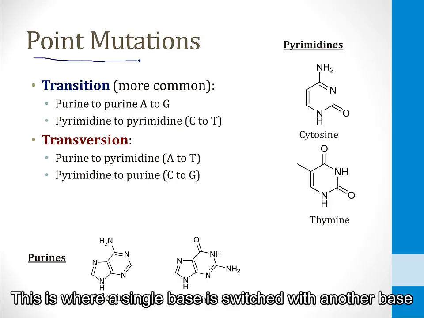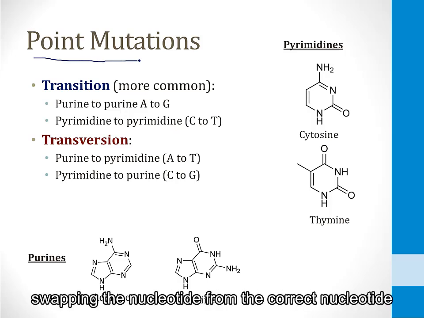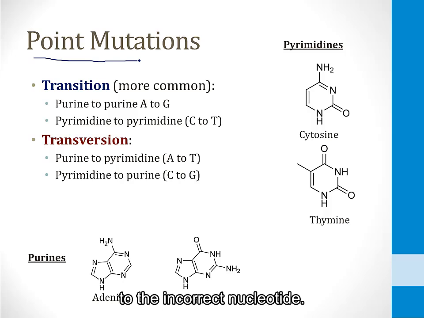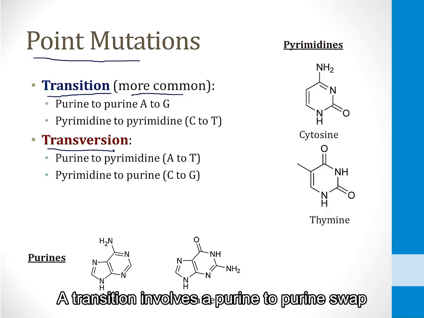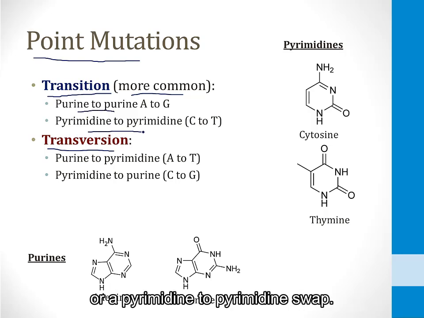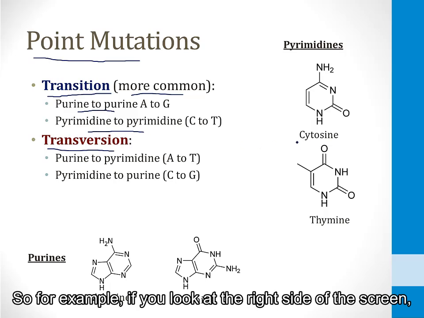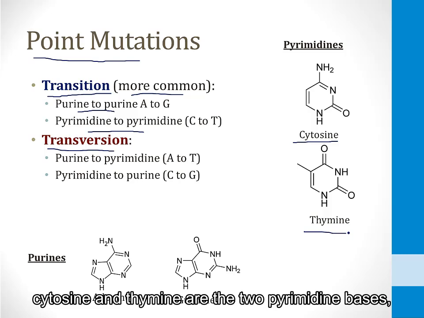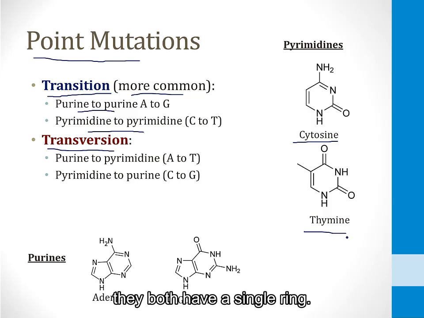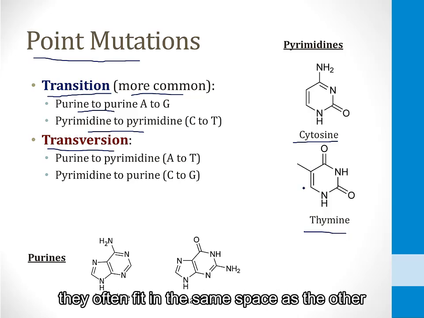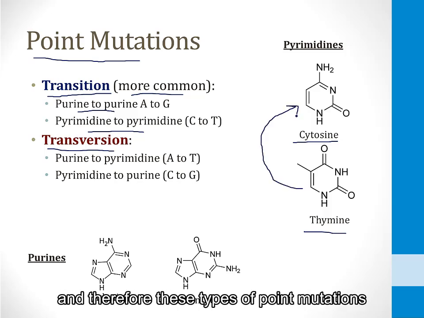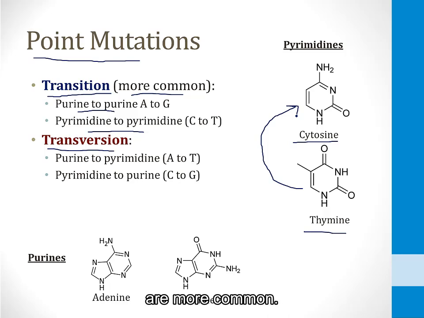This is where a single base is switched with another base, swapping the nucleotide from the correct nucleotide to the incorrect nucleotide. There are two subtypes of point mutations. Some are called transitions. This is the more common type. Others are called transversions. A transition involves a purine to purine swap or a pyrimidine to pyrimidine swap. So for example, if you look at the right side of the screen, cytosine and thymine are the two pyrimidine bases. They both have a single ring. Because they both have a single ring, they often fit in the same space as the other, and therefore these types of point mutations are more common.